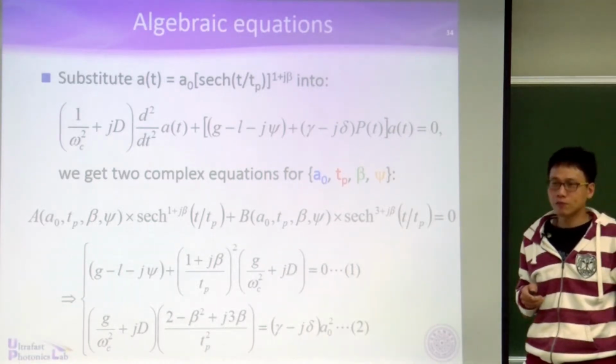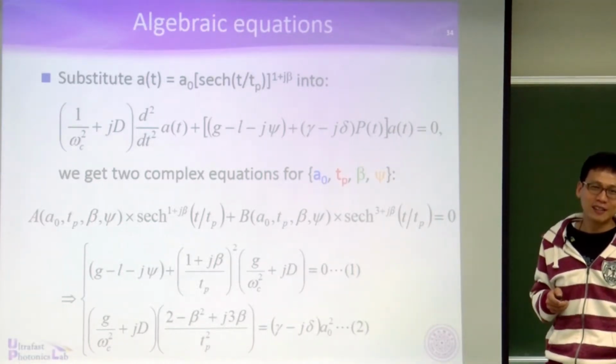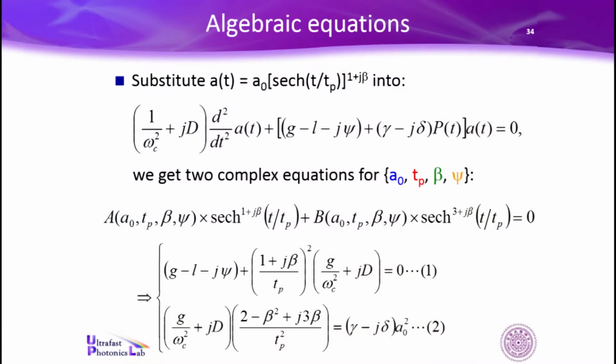We have 4 unknowns, but we have 2 equations. But don't worry, these 2 equations are complex equations. So each one actually corresponds to 2 real equations: real part equals 0, imaginary part equals 0. So equation 1 alone actually gives you 2 real algebra equations. Similarly, equation 2 gives you another 2 real algebra equations. So you got 4 algebra equations. So it's sufficient to solve the 4 unknowns uniquely.